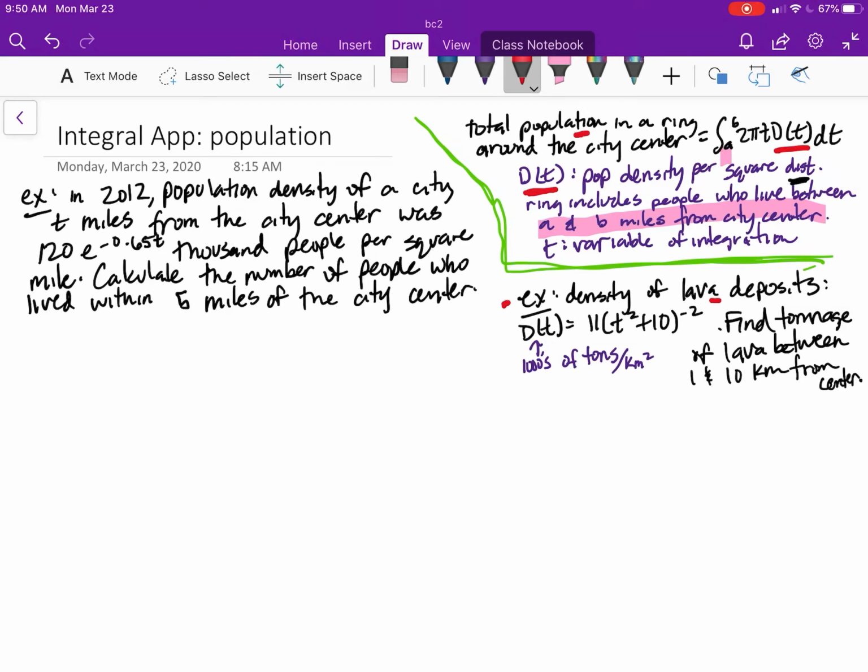So it's not a population of a rock, but how much? What is the quantity? And in this case, it's tons. So we're asking how many tons of lava was deposited.